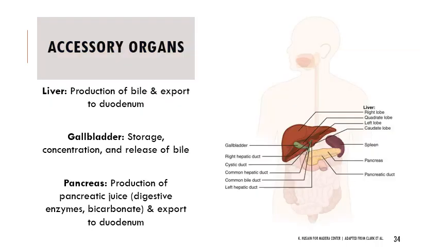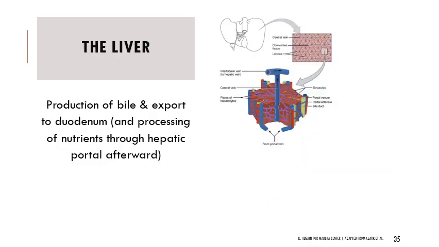So I mentioned there's some accessory organs associated with the lower alimentary canal. There's the liver, which produces bile and then exports it to the duodenum. There's the gallbladder, which is important for storing the bile from the liver. You can actually survive without your gallbladder, which we'll get into in just a moment. And then the pancreas, which is where you produce a lot of pancreatic juice, which involves digestive enzymes and bicarbonate, and then that also gets exported to the duodenum.